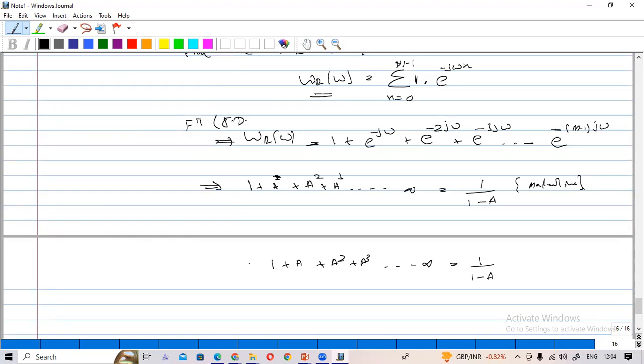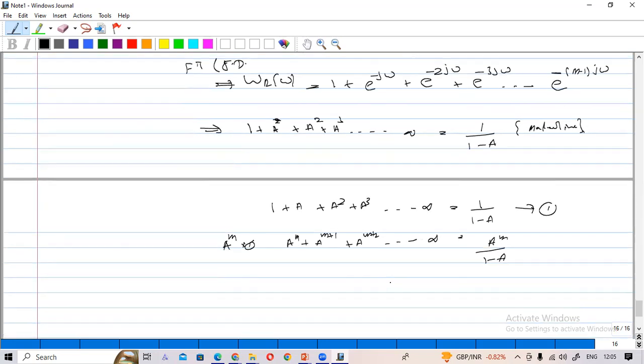You can multiply this by a^M, okay. So let's say that this is 1, so you multiply 1 by a^M. So you will have here a^M plus a^(M+1) plus a^(M+2), so on up to infinity. So that will be a^M into 1 divided by 1 minus a, because you have multiplied by a^M. Okay, the same thing we have done.